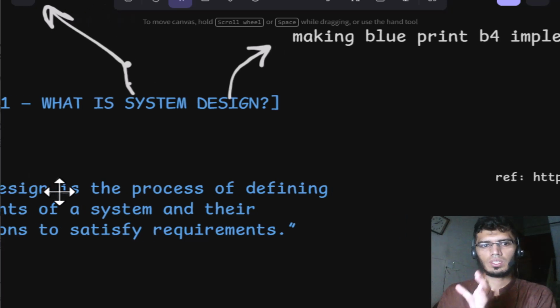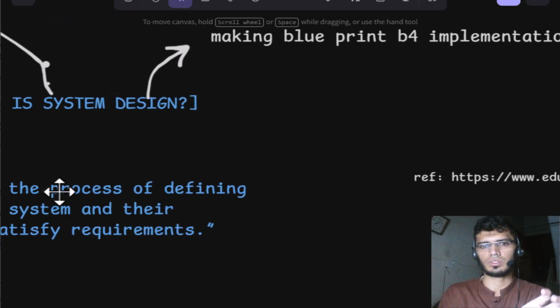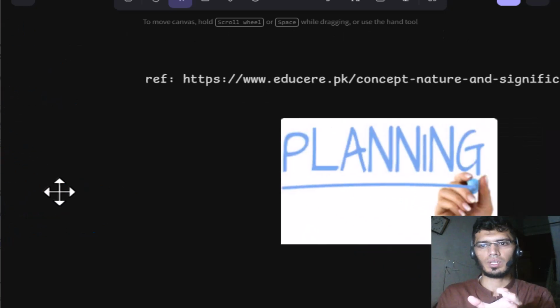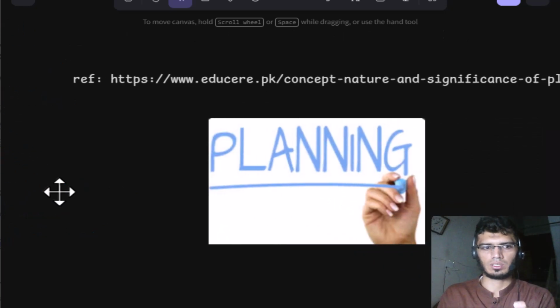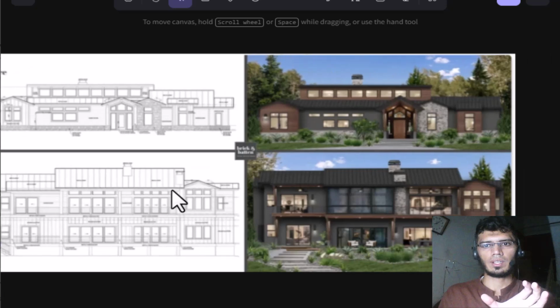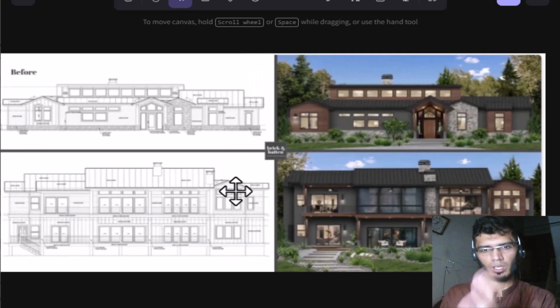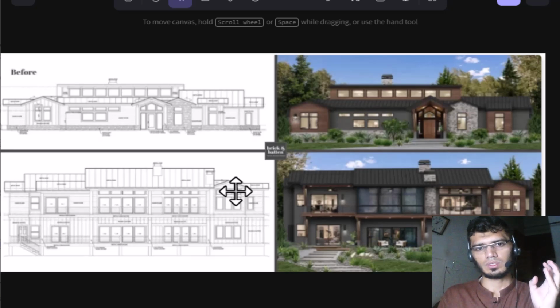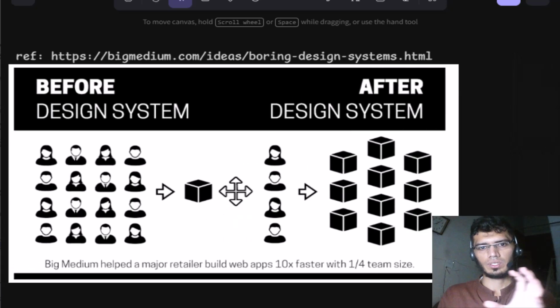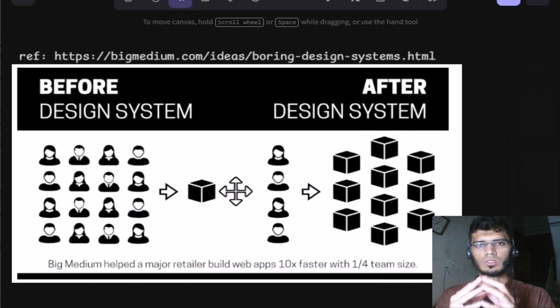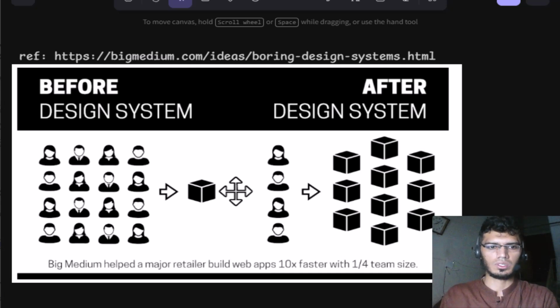So system design is nothing but a blueprint of a software system. Here we plan the system, and like an architect plans the blueprint for a house, similarly a system design engineer makes the blueprint of a system: how should our system respond to one user, or how should our system respond to multiple users.